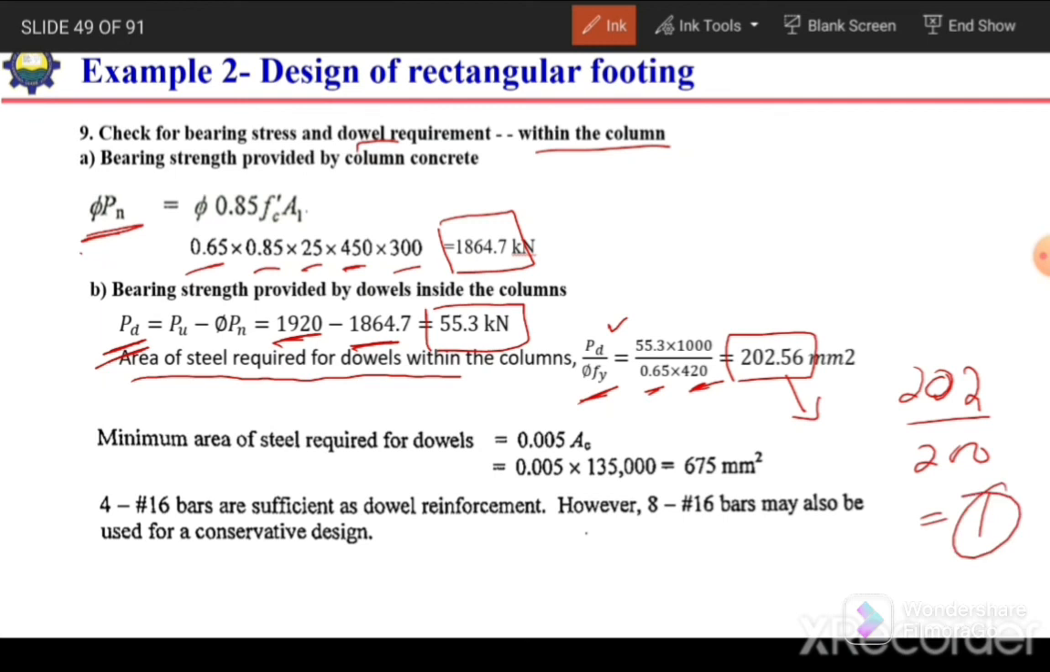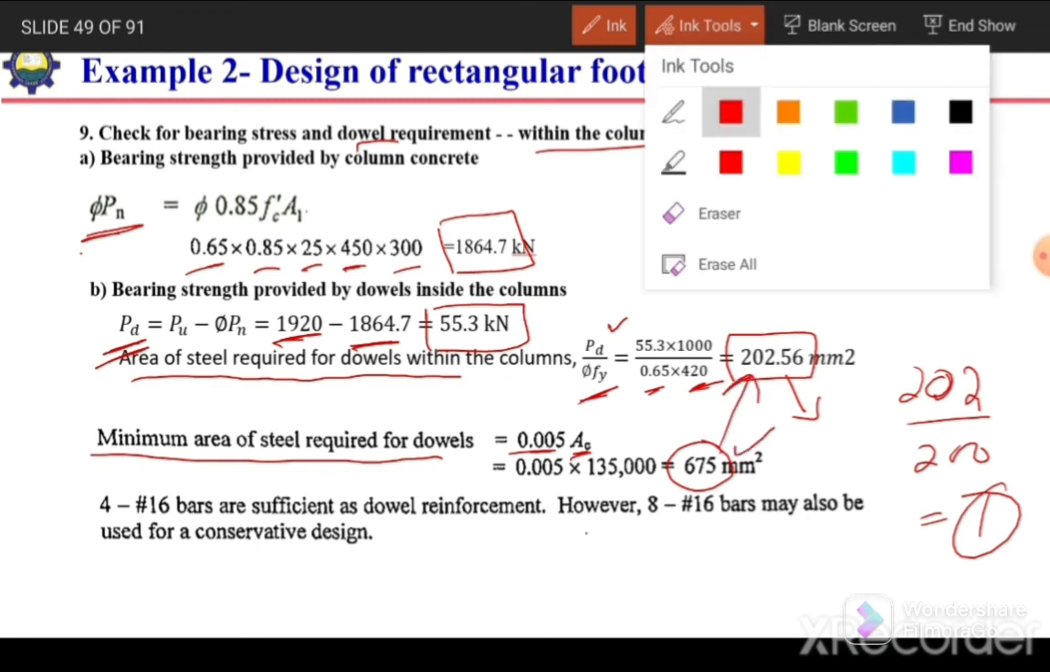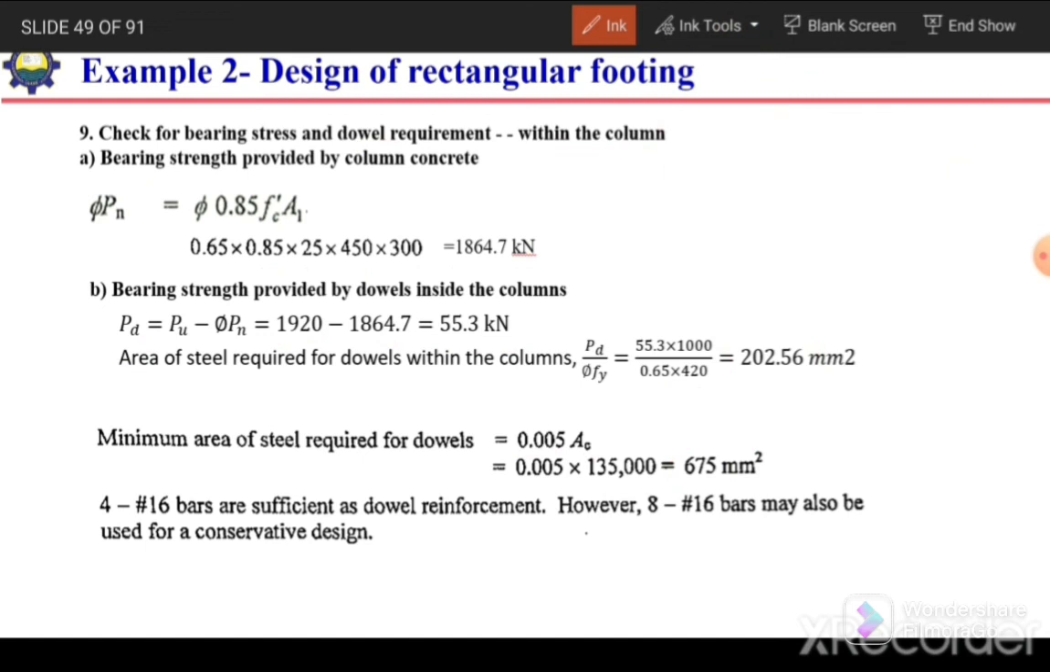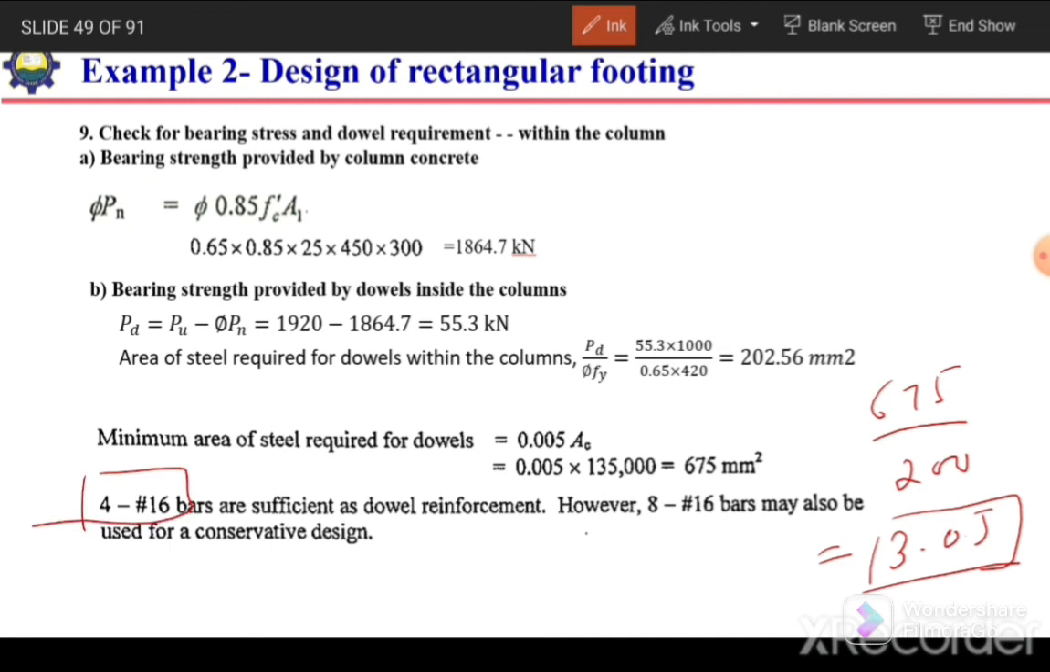We also need to check for the minimum area of steel required for the dowel, which is 0.005 times area of column, and it comes out to be 675, and it is more than this calculated value, so this minimum value will prevail. So for this minimum value we need to calculate the number of bars. So 675 divided by 200, so it will give us answer 3 point something or 3.05 or something. So it means we need 3 or more than 3 bars. So we can use 4 bars of 16 millimeter diameter as a dowel reinforcement.